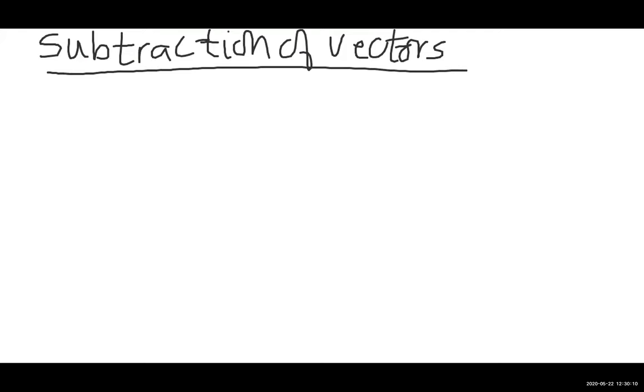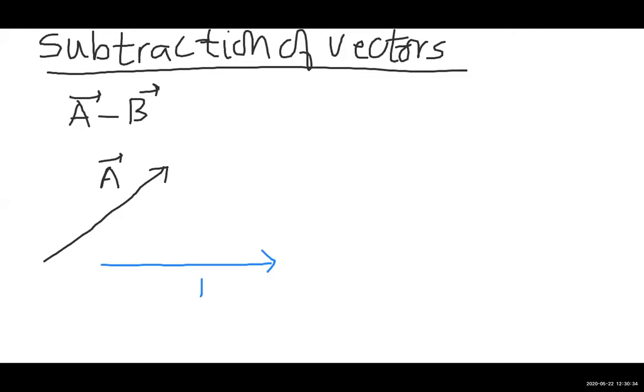अब सब्ट्रैक्शन ऑफ वेक्टर्स में क्या है, that supposing we want to find A minus B. And this is the vector A, and this is the vector B, right? मेरे को जो है दो वेक्टर दे दिया गया और मेरे को बोला कि अच्छा ठीक है, A प्लस B तो सिखा दिया आपको, अब आप बताओ A माइनस B क्या होगा.